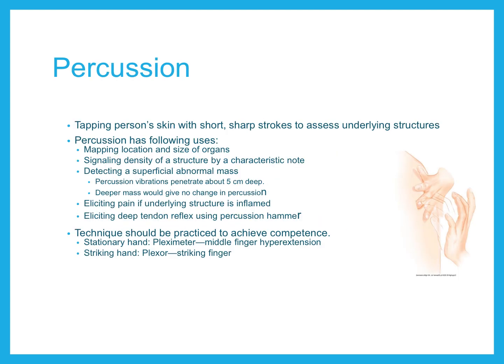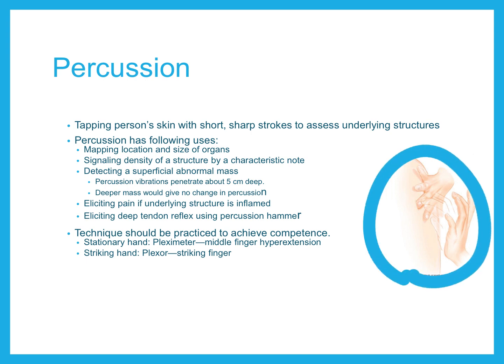Percussion is when we use our fingers to tap on the person's skin with short, sharp strokes, like it is here in this picture. So we're going to tap, tap, tap on top of that fingernail to try and get a sensation or an audible vibration that we can hear. It helps detect if there are superficial masses underneath or if there are hyperinflated lungs. We can also use a reflex hammer to help elicit deep tendon reflexes.